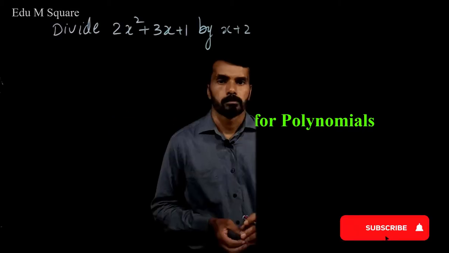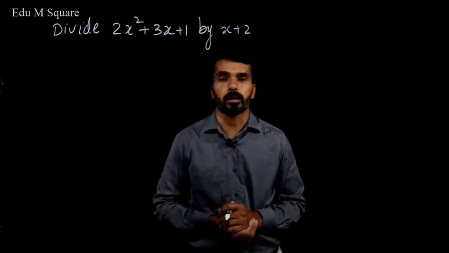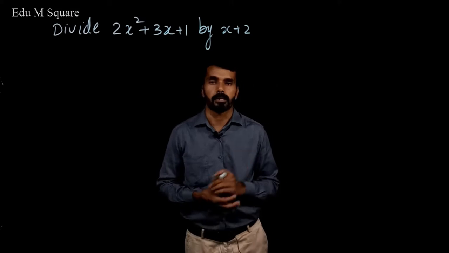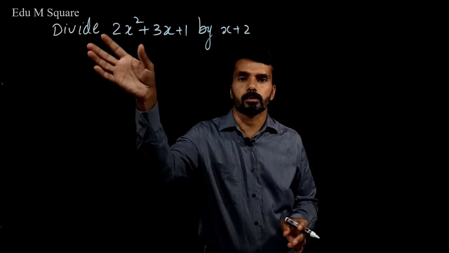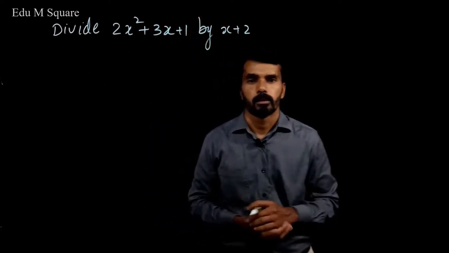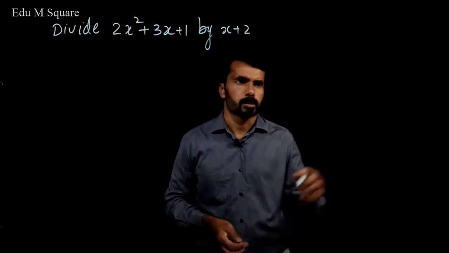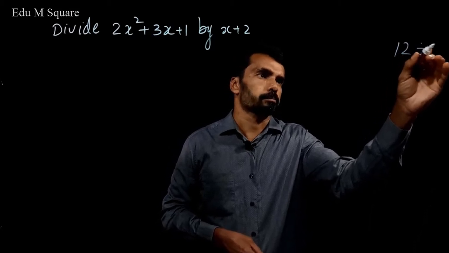Now let us discuss the method of dividing one polynomial by another polynomial. Before that, let us discuss one more example. Let us consider this example: divide 2x square plus 3x plus 1 by x plus 2. Before we discuss the division of this quadratic polynomial by x plus 2, let us see the division of whole numbers. For example, we have to divide 12 by 3.